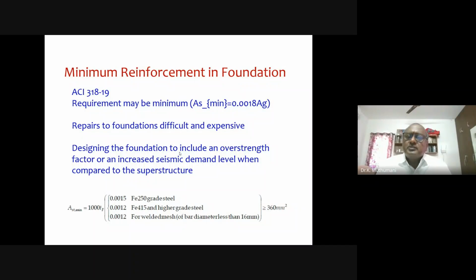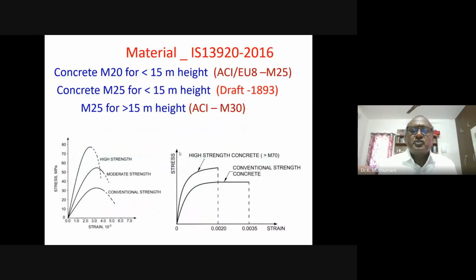So it is better to have this point, not only that 0.18% of the gross area as a minimum investment, in order to have your foundation safe if the building is in an earthquake resistant zone. And coming to material, we know that the Indian code talks about M20 for less than 15 meter height, and M25 if it is more than 25, whatever. But the draft code already talks about M25 as a minimum.